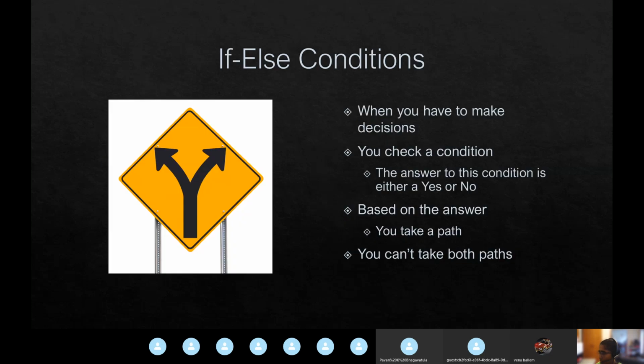Okay. So the next one is the if else condition. At any point of time you make decisions, right? Decisions mean you check a condition, and the answer to that condition should be either yes or no. There is no maybe in the if else condition world. Based on the answer, either yes or no, you take two different paths, and you cannot go in both paths. They're separate. So if this is your yes path and this is your no path, you either go in this path or you go in this path.